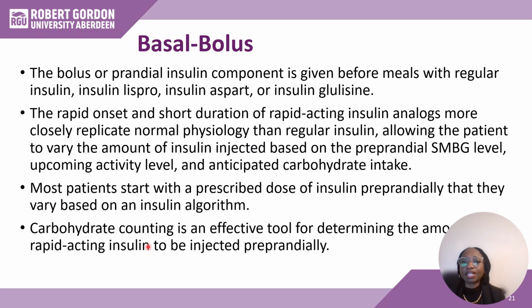Again, for the basal bolus dosing, the mealtime bolus component is delivered using regular insulin or rapid-acting analogs such as lispro, aspart, or glulisine. Rapid-acting analogs are particularly useful because their quick onset and short duration allow patients to adjust doses based on blood glucose, expected carbohydrates, and anticipated physical activity. Carbohydrate counting is a key strategy here for personalizing bolus doses.